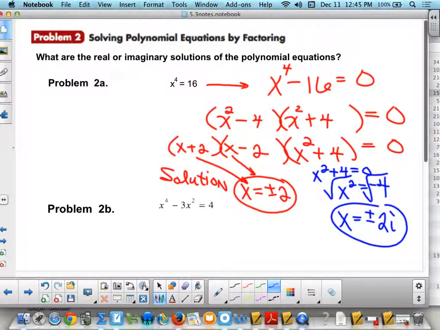How many solutions are there altogether? 4. 1, 2, 3, 4 answers.